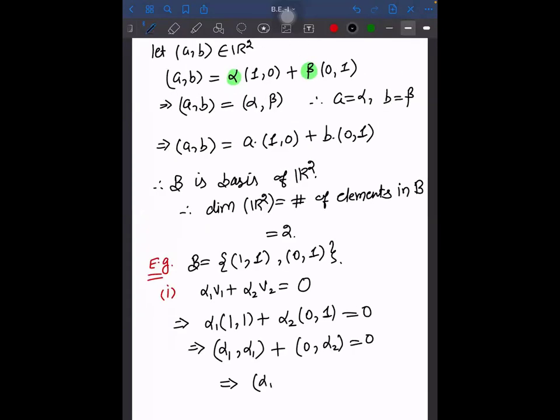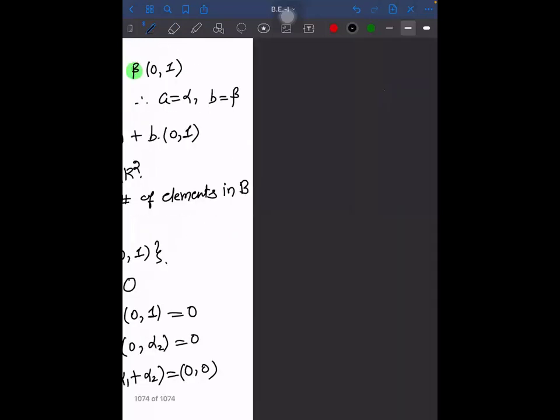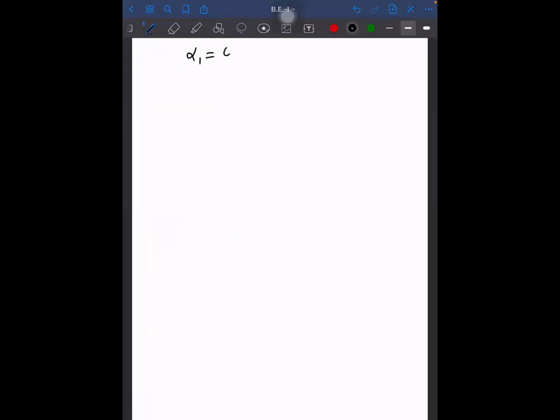So alpha 1 plus 0, alpha 1 plus alpha 2 is equal to 0. So that is the 0 vector. Now if you equate those things, your alpha 1 is 0, and alpha 1 plus alpha 2 is 0. Since your alpha 1 is 0, if you put this value over there, that means your alpha 2 is also 0. So therefore your B is LI. So the first step is covered.